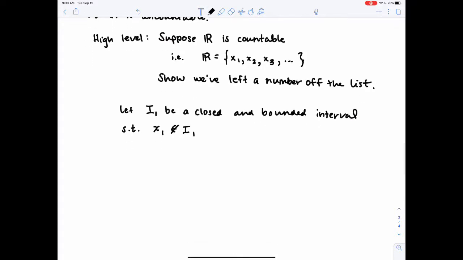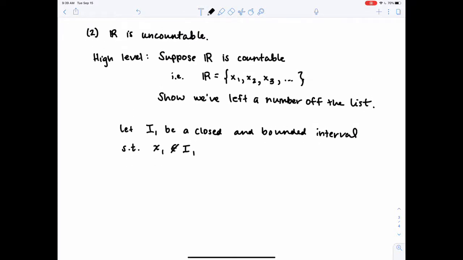So why am I doing this? What I'm going to do is show that there is a way to use the nested interval property. There's a way for me to create a nested sequence of intervals such that each number in my list, my xi's, is going to be left out of at least one interval. Then I'm going to use the fact that the intersection of those intervals has to be non-empty using the nested interval property. What I find in my intersection is going to be that new real number x that we've left off the list.